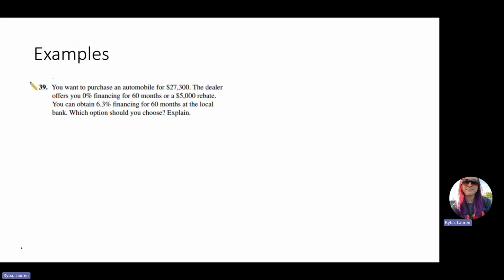Next example, you want to purchase an automobile for $27,300. The dealer offers you 0% financing for 60 months or a $5,000 rebate. If you take the rebate, you're then going to obtain 6.3% financing for 60 months at the local bank. Figure out which is the best option.